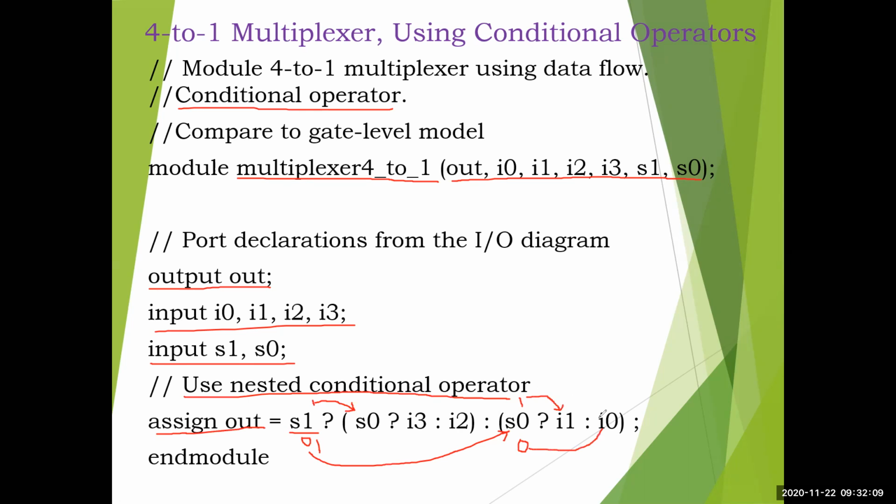So 0 means false expression, 1 means true expression. So what is there in false? I0 first will be selected. So that means 0 0 means I0, 0 1 means I1. So this is the false expression, right? Next we'll go for 1. So if 1 is there, it will go to this expression.